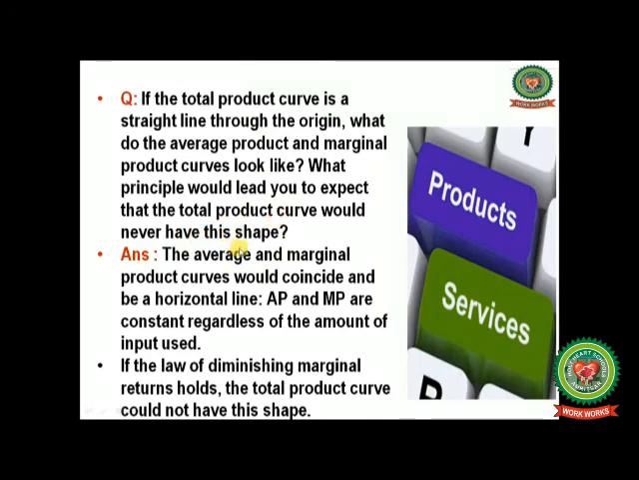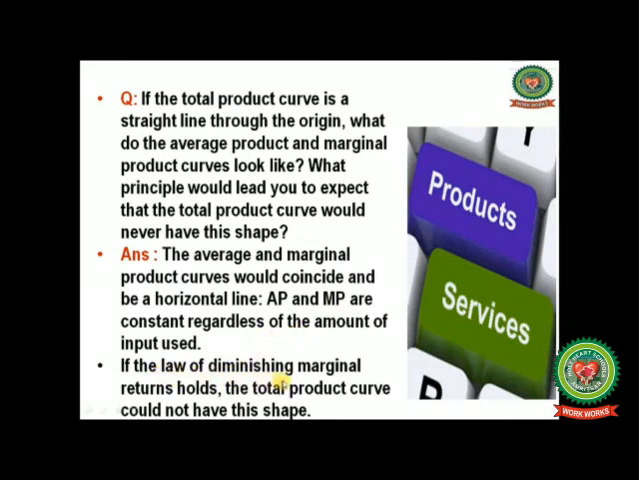The answer is that the average and marginal product curves will coincide with each other. The reason is that if the total product curve is a straight line, it means the product changes at a constant rate, so the average and marginal product also remain the same and coincide. They are horizontal lines, and AP and MP are constant regardless of the amount of input used.